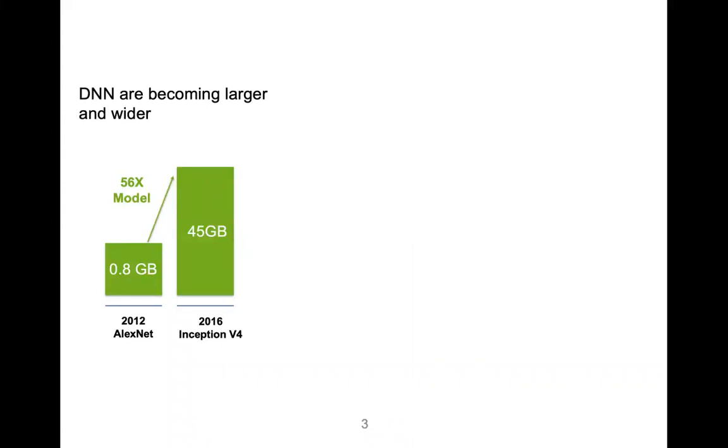DNN has been the most popular research area in recent years. Compared to the first well-known DNN model, AlexNet, which was proposed in 2012, the models now become much larger. For example, the state-of-the-art vision model, Inception V4, requires around 45 GB, while AlexNet requires only 0.8 GB. It's 56 times more memory requirement.